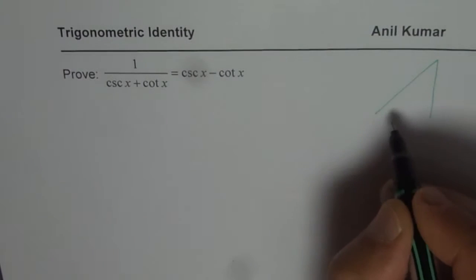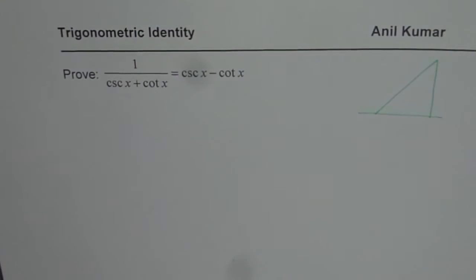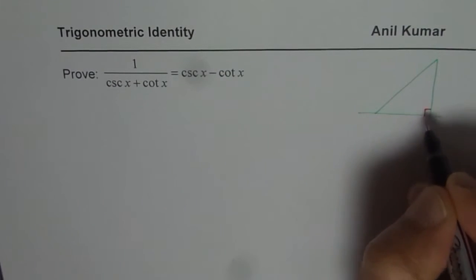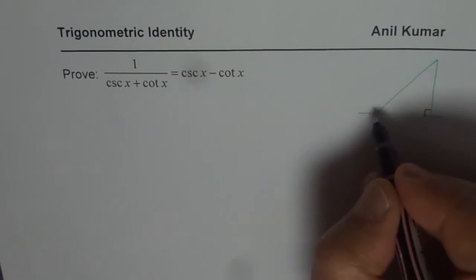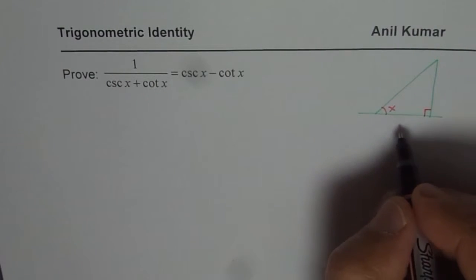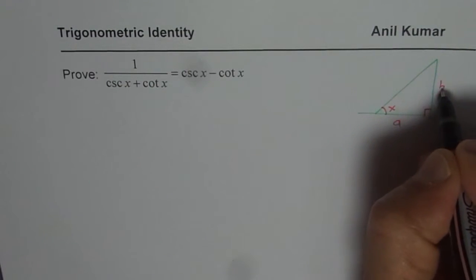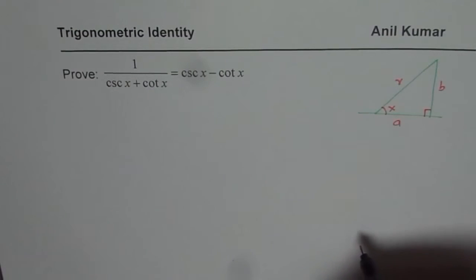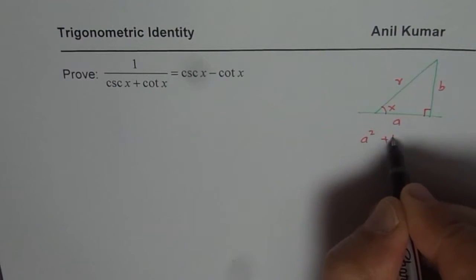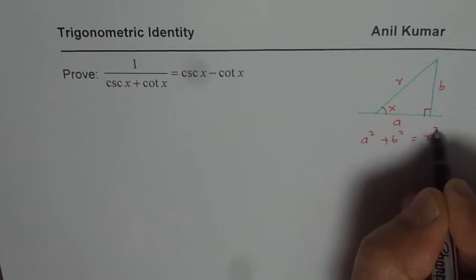Some students don't really remember it. It's been a long time since they did it, right? So what we'll do is we'll just derive it. So let us say this is our right triangle, and that's the angle x for us, and we have sides a, b, and let us call this r as our hypotenuse. Now in a right triangle, you know a square plus b square equals r square.